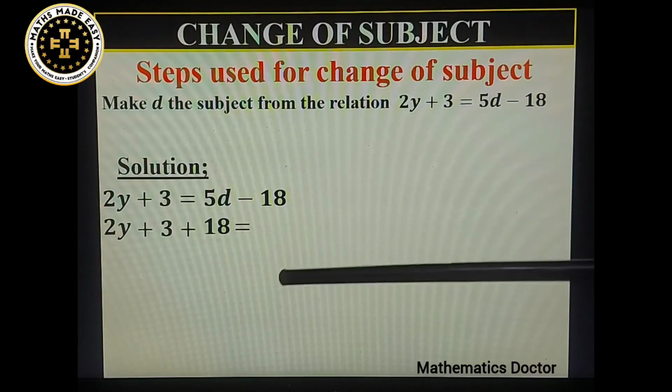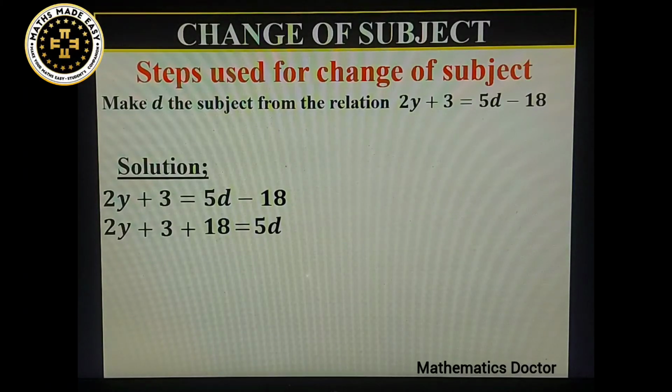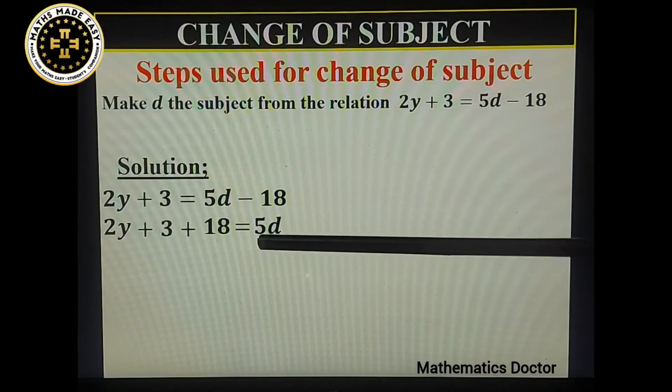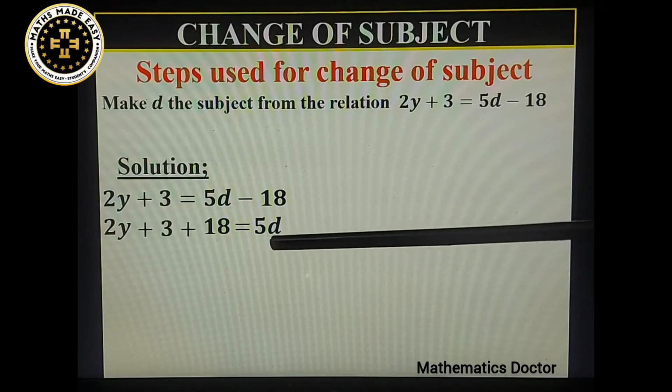Now what is left at the right-hand side? You realize that 5D will be at the right-hand side. Now that we have grouped the terms such that we have the subject at the right-hand side, the subject is still not free. D is not free because 5 is attached to it, or 5 is multiplying it, or the coefficient of the D is 5. So we'd have to get rid of the 5.